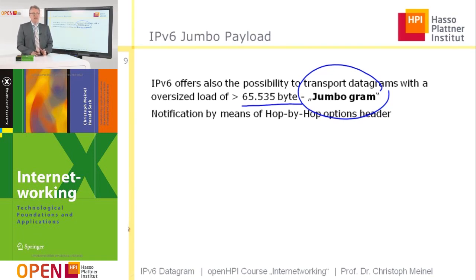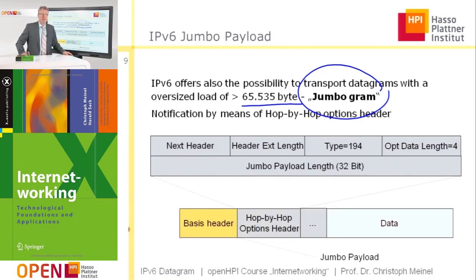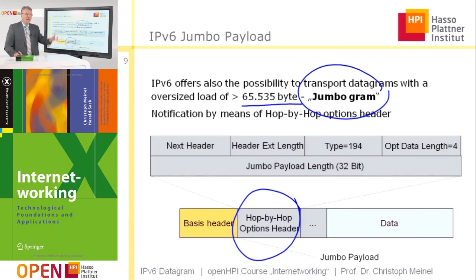Of course, it needs to be mentioned in the header that this is a jumbogram. And this notification is done in the hop-by-hop options header. So here the router can recognize that a jumbogram is coming. Here we have the next header field, the header extension length, type 195, option data length 4, and then the jumbo payload length. And this information is contained and summarized in the optional hop-by-hop header. So if a jumbogram is sent, then routers can recognize this in the hop-by-hop options header, and there the length is mentioned, and the data type and other things.